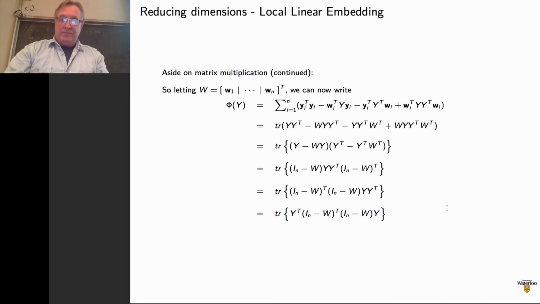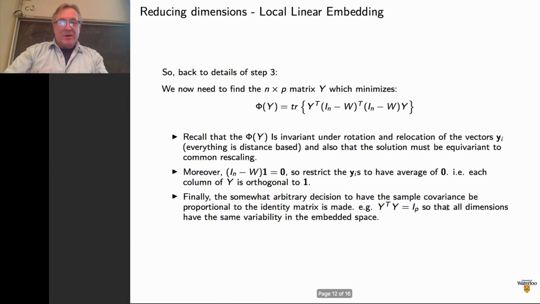Okay, so I guess maybe we can do this at the beginning of next day, but let me just try to get through this quickly. We'll pick it up again next day because there will probably be lots of questions here. So I need to find the matrix that minimizes this quantity. So this thing is going to be invariant under rotation and relocation of the vectors of y, since everything is distance based. And the solution must also be equivariant.